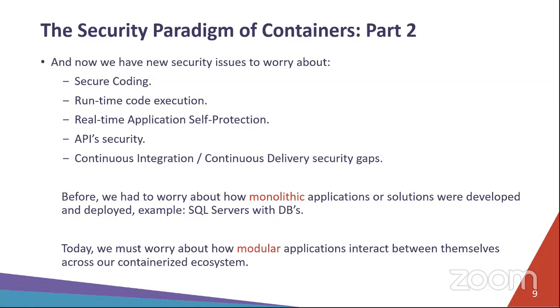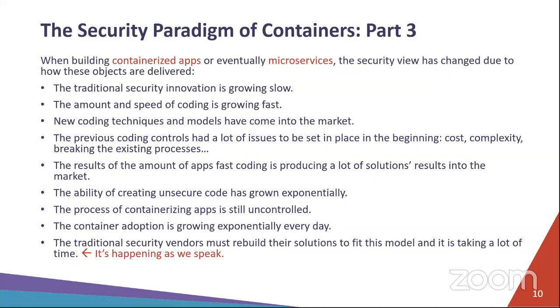The third part of the paradigm about security on containers is that we went, as I said, from that monolithic thinking to a modular block, building an application that is containerized. And therefore, the security innovation is very slow, because we cannot get to the same environments with the same type of security as fast as we want. The amount of coding and the speed of it is growing very fast. New techniques get into place, so we have difficulties identifying them and finding the gaps.